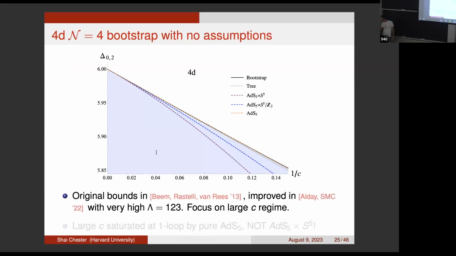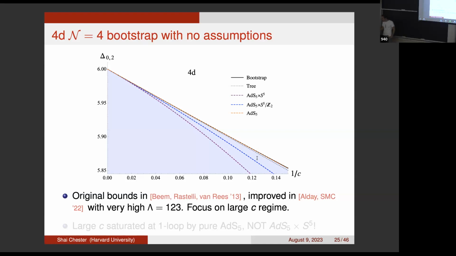Let's first start with the results about bounds on n equals 4 with no localization inputs. These bounds are supposed to apply to any n equals 4 theory, not even necessarily super Yang-Mills, just any theory with n equals 4 supersymmetry. On the x-axis, you have 1 over c, where c is basically n squared. That means this is basically n goes to infinity. On the y-axis, we have the scaling dimension of the lowest dimension spin 2 operator. The bootstrap bound is this black line.